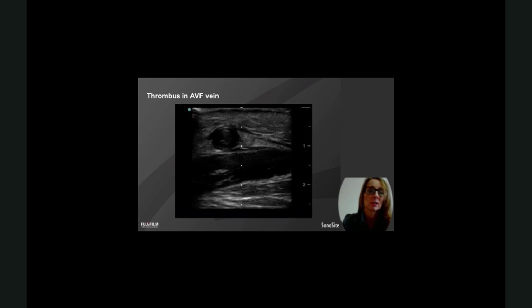The other thing you can do is turn the colour on, and you'll see that there will be flow, or colour related to the flow, in the areas where the blood's still flowing.